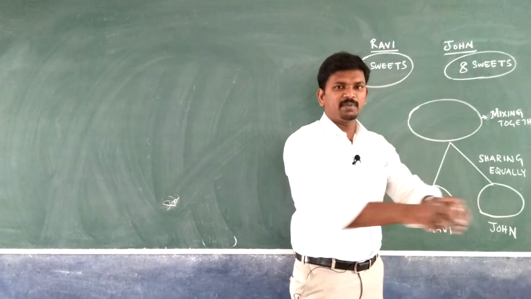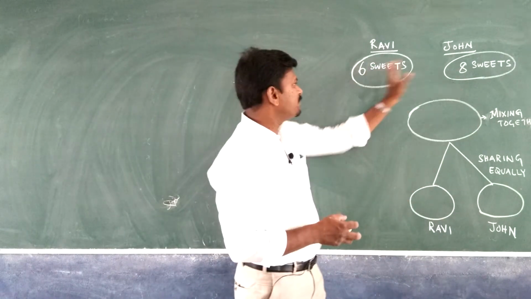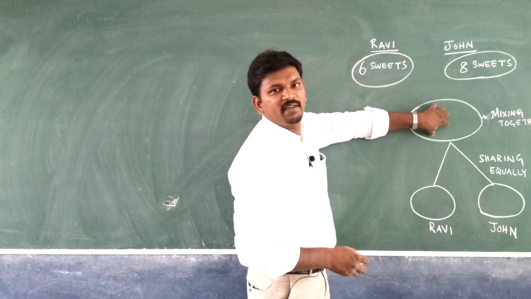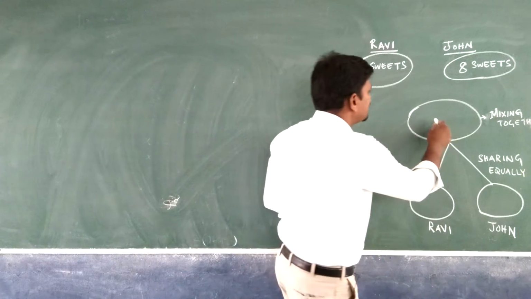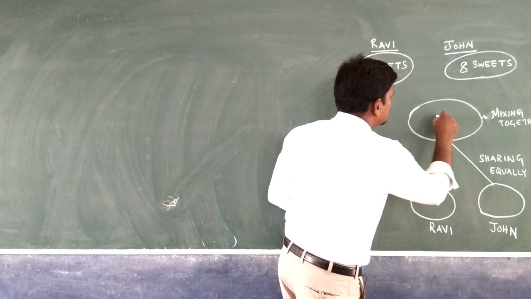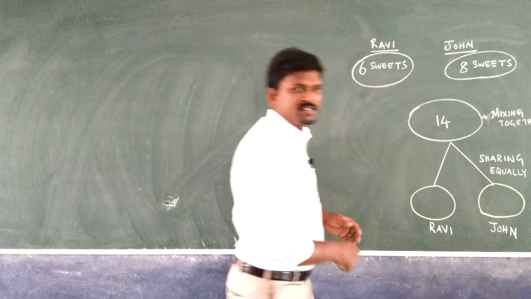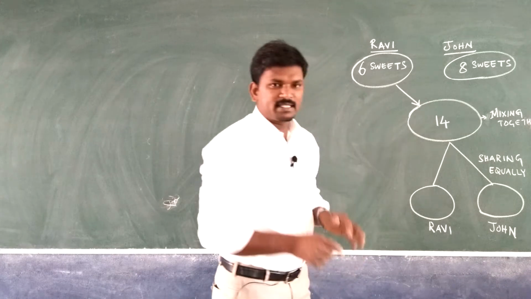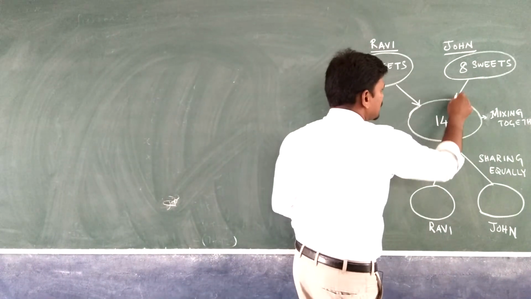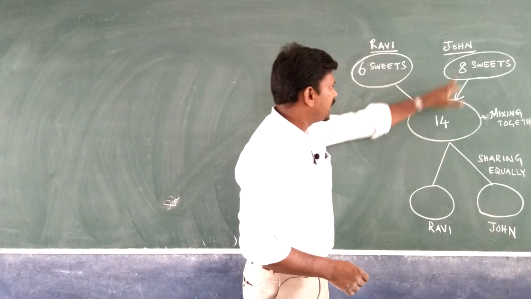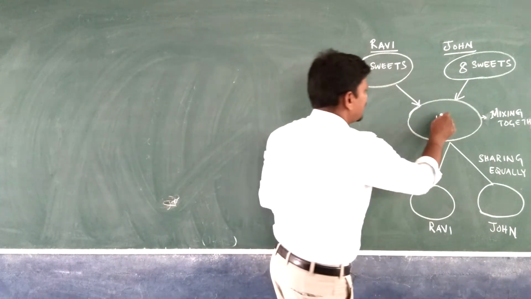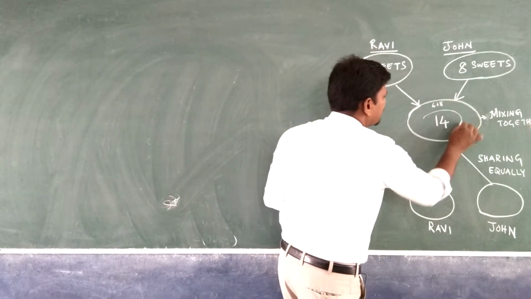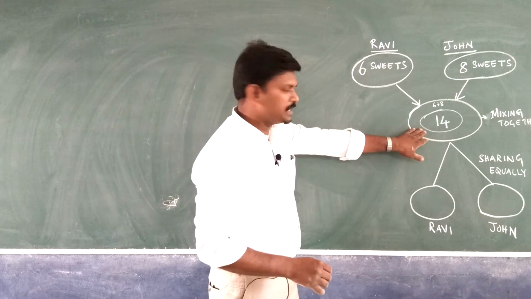So if we mix up together, if we are asking them to put their sweets in a box, totally how many sweets will be there in the box? Definitely we know 14 sweets, because Ravi is putting 6 sweets and John is putting 8 sweets. Totally there will be 6 plus 8, 14 sweets in the box.